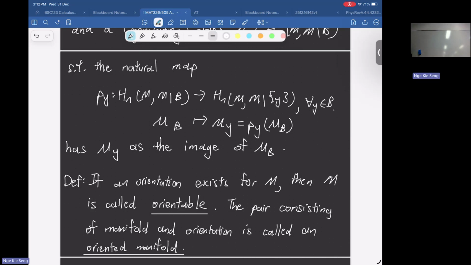After your restriction to this relative group, M minus B is something larger, and then M minus y is larger because y is just 1 point. So the element is in the chain group of M over the chain group of M minus y. So if an orientation exists for M, then M is orientable.